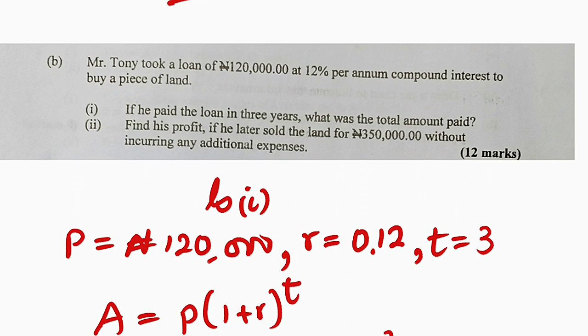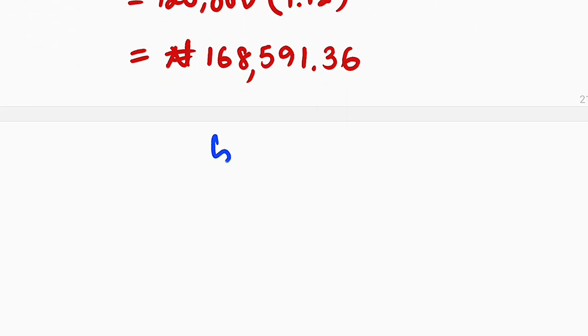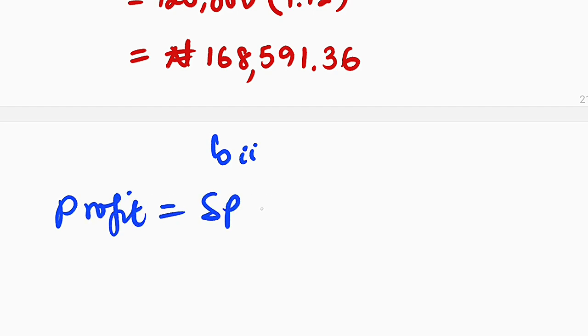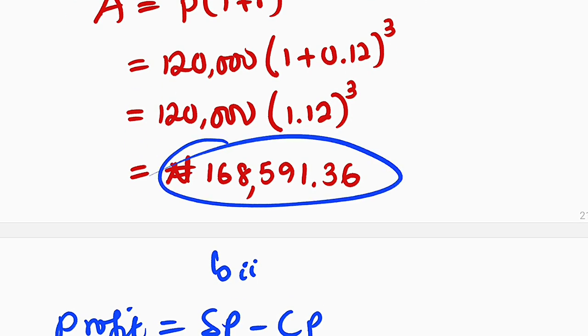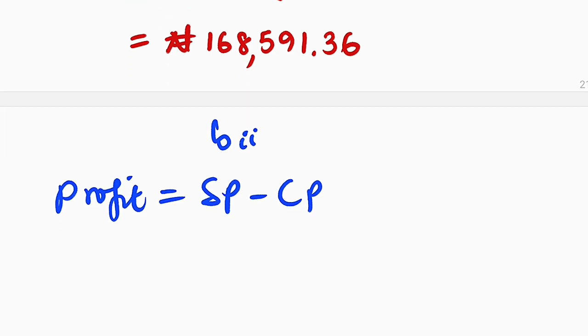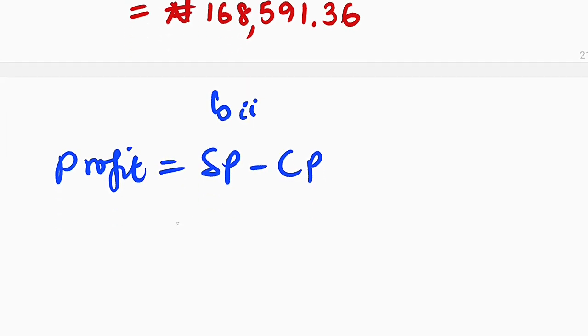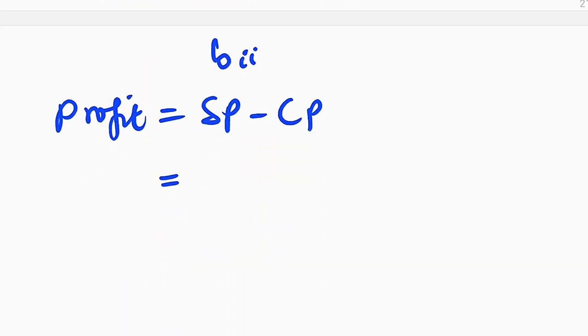Then Roman 2, we are asked to find the profit if at all he sold the land at the rate of 350,000. So B, Roman 2, we are talking about profit, which is equal to what? The selling price minus the cost price. But you should know that we are not going to use 120,000 because this is exactly what he paid, right? So we are going to include the interest. So the selling price is 350,000.